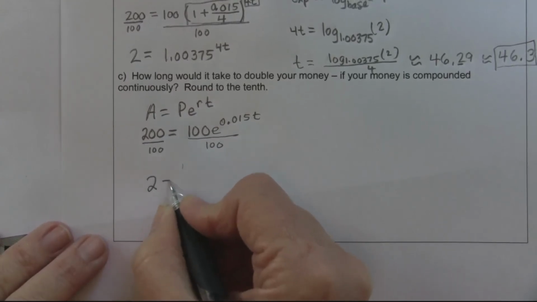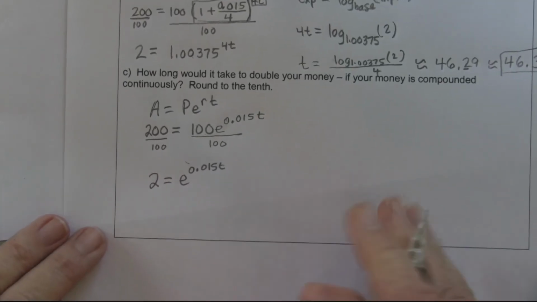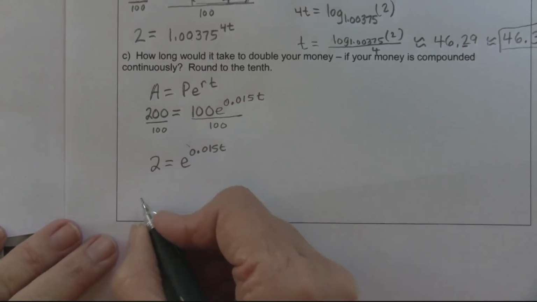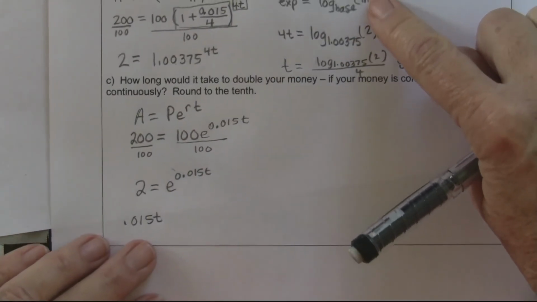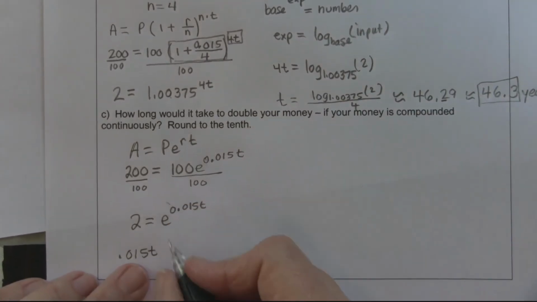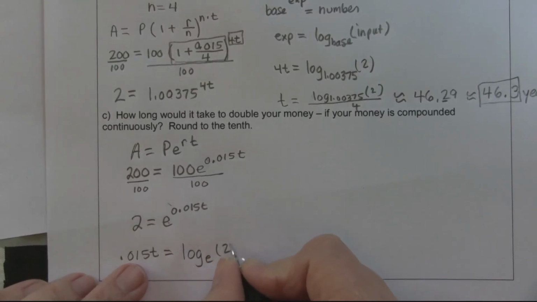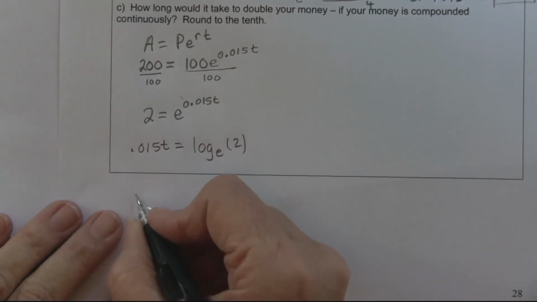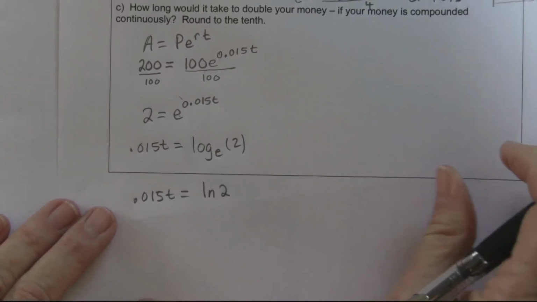So we get 2 equals e to the 0.015t. And then this is our base, our exponent, and our input. So 0.015t is our exponent. So just following our writing it in log form, right? So that is our exponent, equals our logarithm. Our base is e, of 2. And that is the same as the natural log of 2. So this is 0.015t equals the natural log of 2, if you want to have it like that.